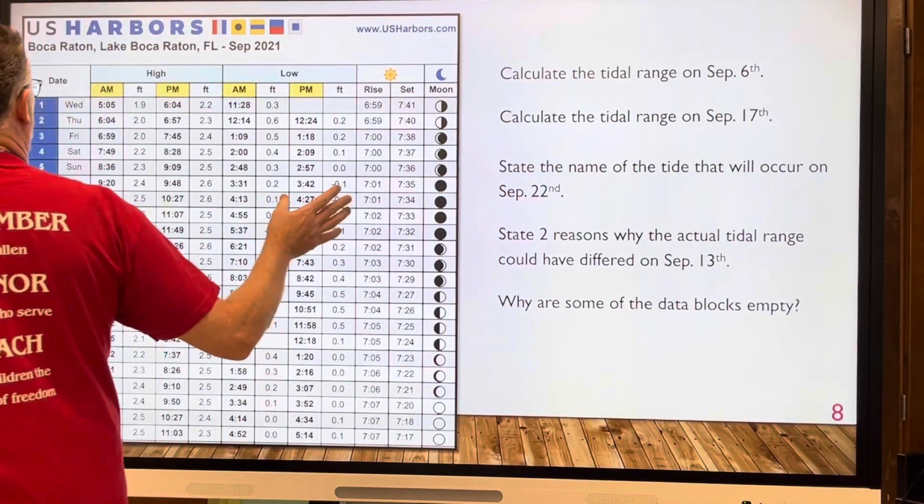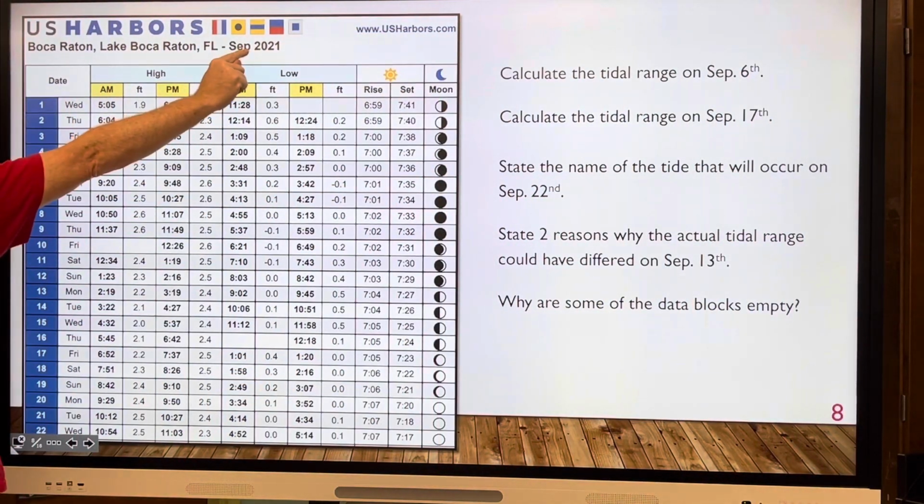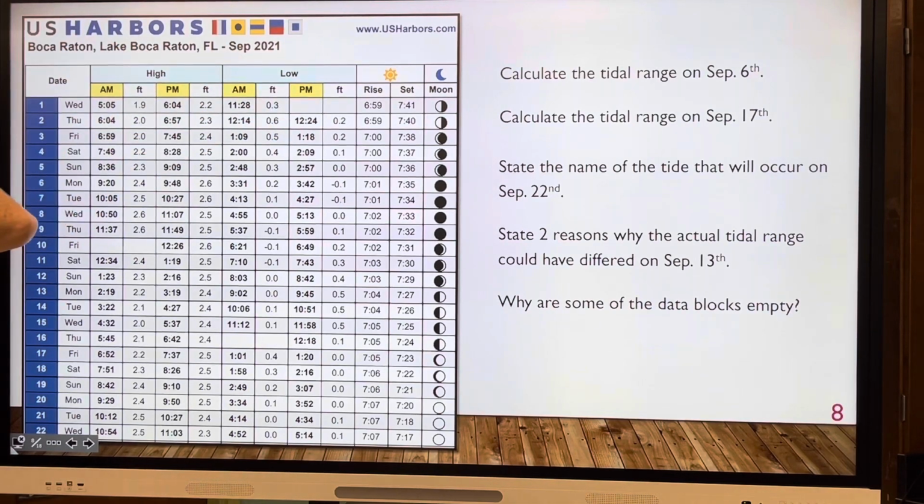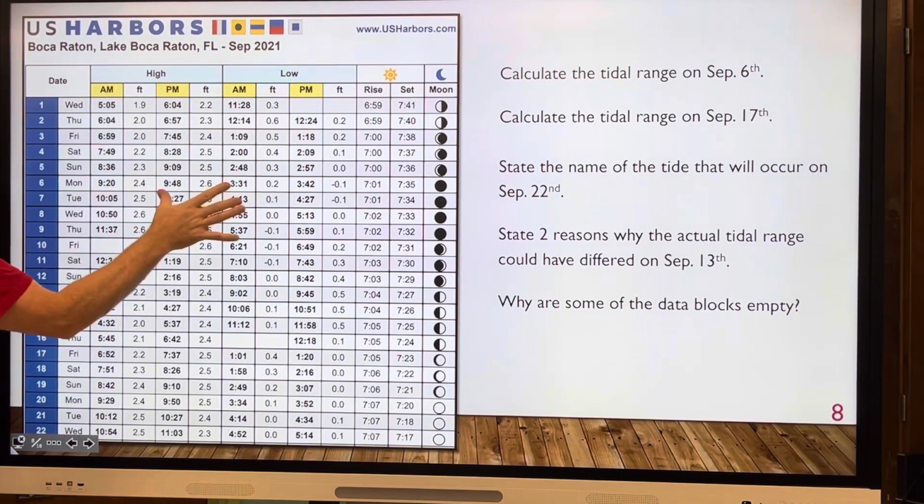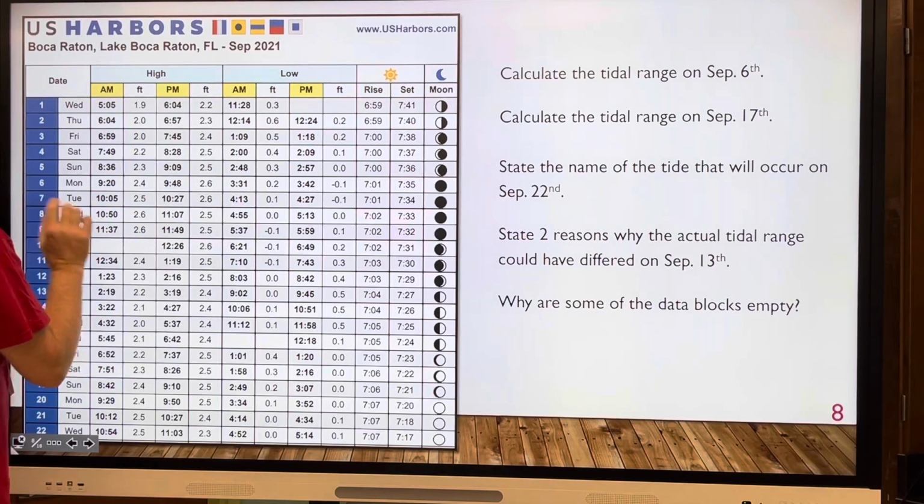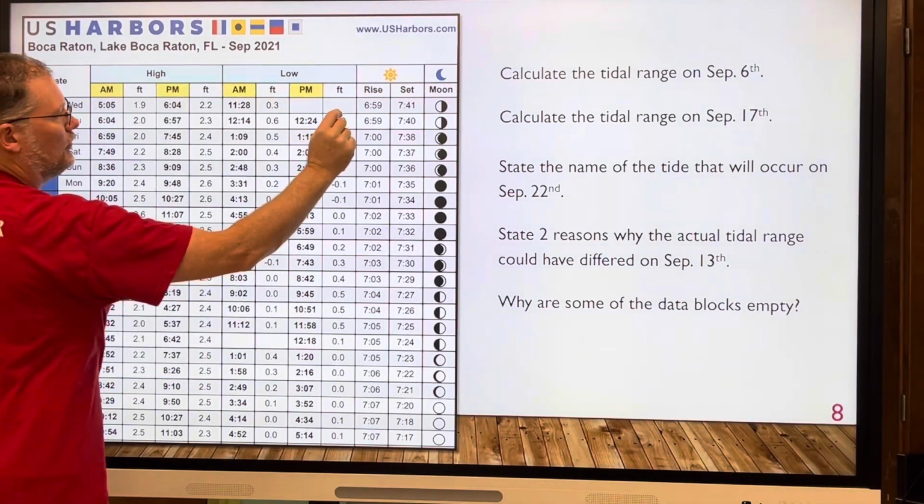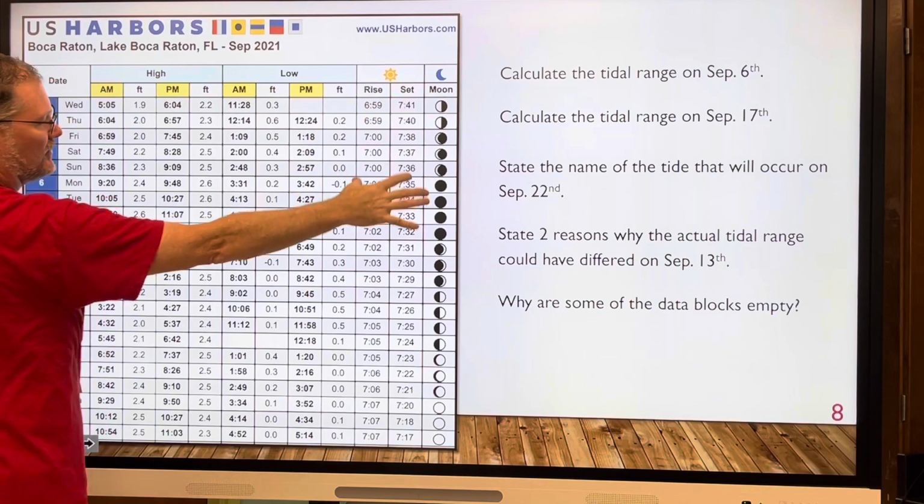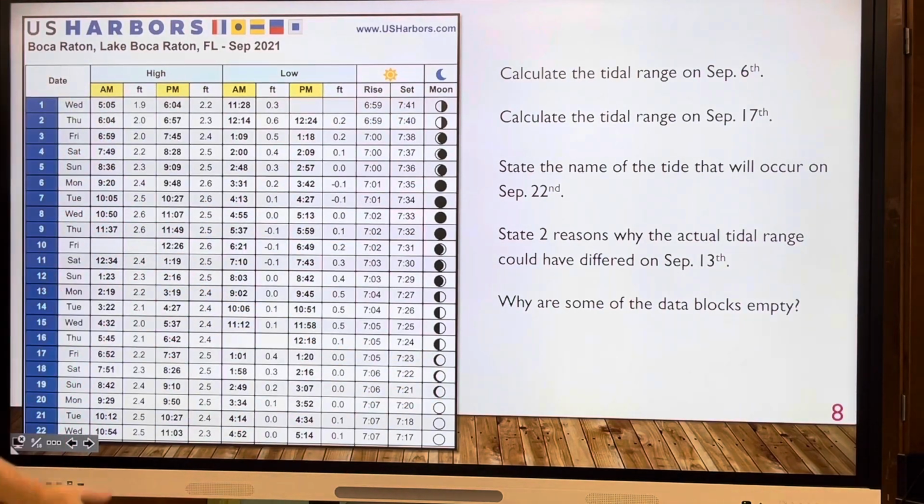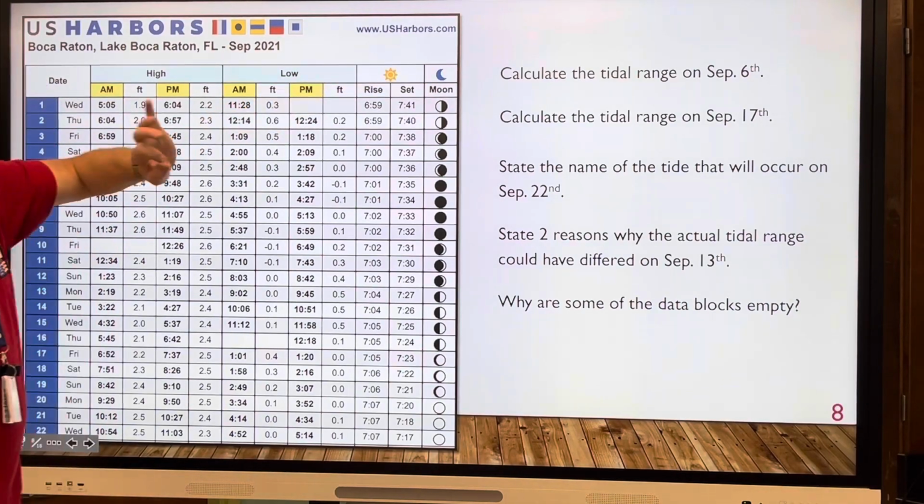So this was September, a year ago, when I put this up here. The dates are here for September with the days of the week, and then how many highs and lows there are every day. Sometimes they're missing some data. And then what time sunrise and sunset and what phase of the moon it is. You can find all of this at usharbors.com, where you can find all the tides.